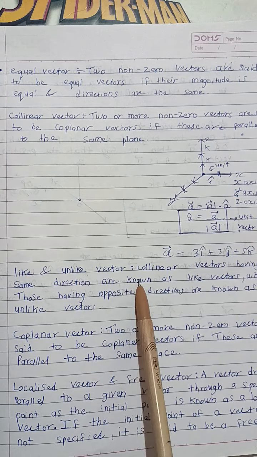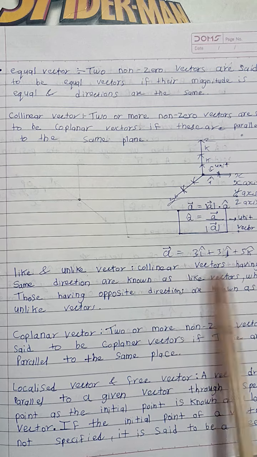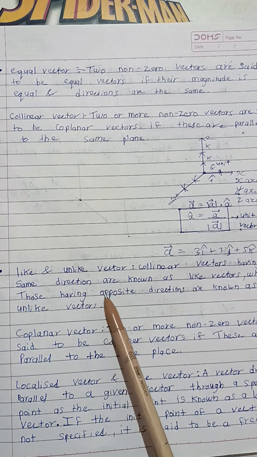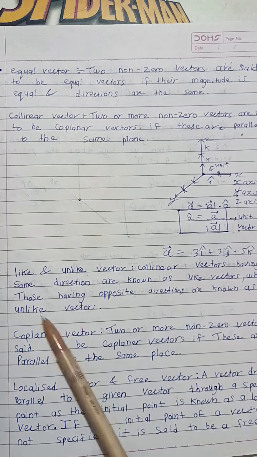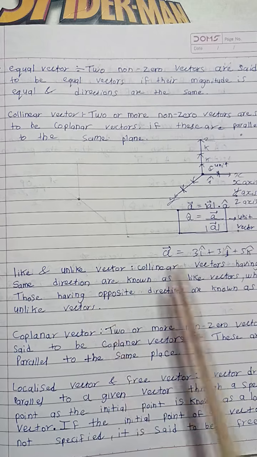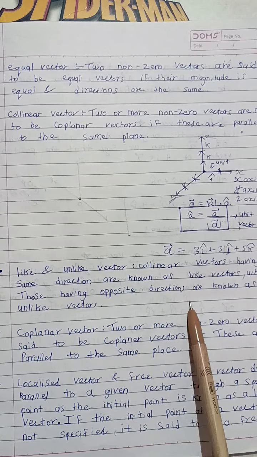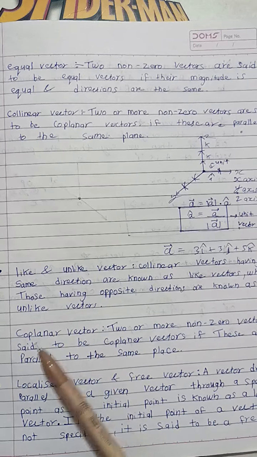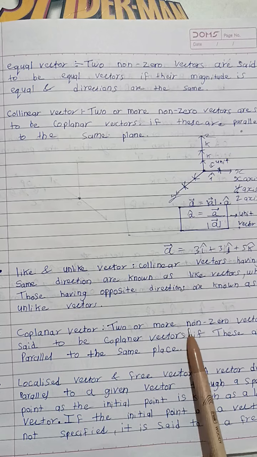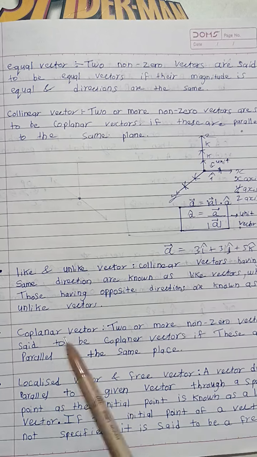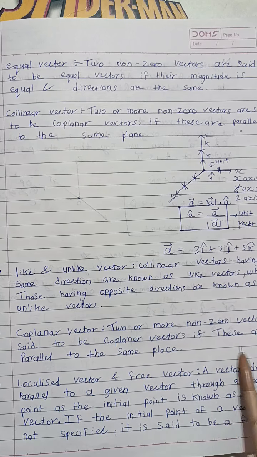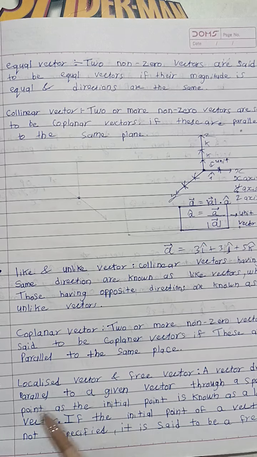Like and unlike collinear vectors: those having the same direction are known as like vectors, while those having opposite directions are known as unlike vectors. Coplanar vectors: two or more non-zero vectors are said to be coplanar vectors if these are parallel to the same plane.